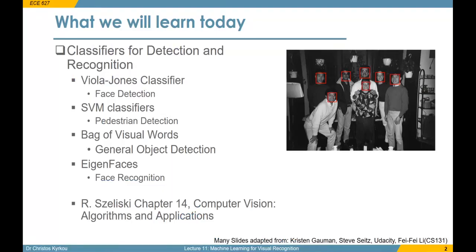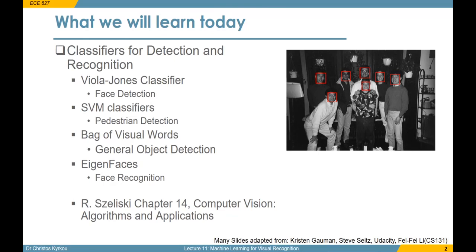We'll look basically at some very popular algorithms and techniques that have been used throughout the literature for classification, for detection, and recognition. Specifically, we'll see how we can build recognition systems using different types of classifiers, as well as different types of features.